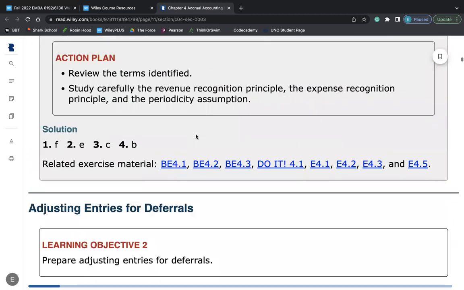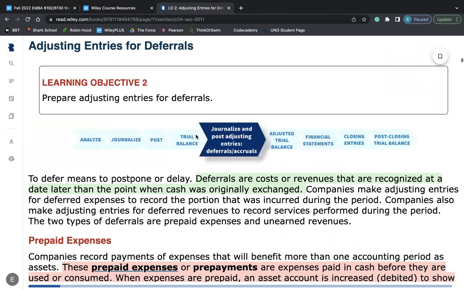All right, these are just examples. We can refer to those later and on the Zoom call. We're going to move to learning objective 2: adjusting entries for deferrals.